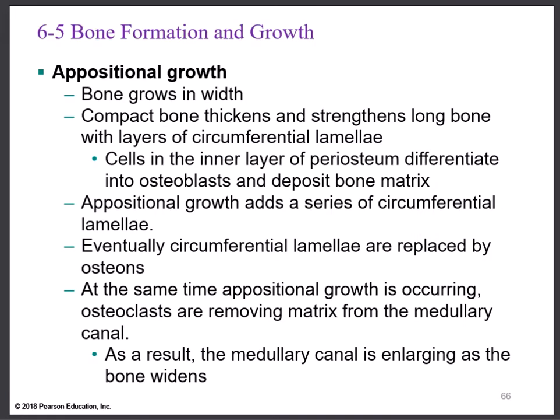Okay, so interstitial growth, as I mentioned, is growth in length. The other type of growth that's occurring at the same time: not only do our bones grow in length, they need to grow in width, otherwise they would be like a toothpick. So we call this appositional growth. Here what I'd like you to know is that appositional growth is where the bone grows in width. What's happening here is the compact bone is going to thicken and strengthen by adding more and more layers of the circumferential lamellae.